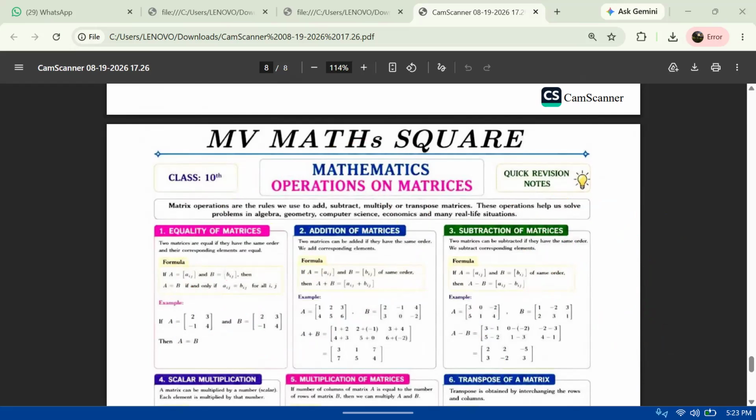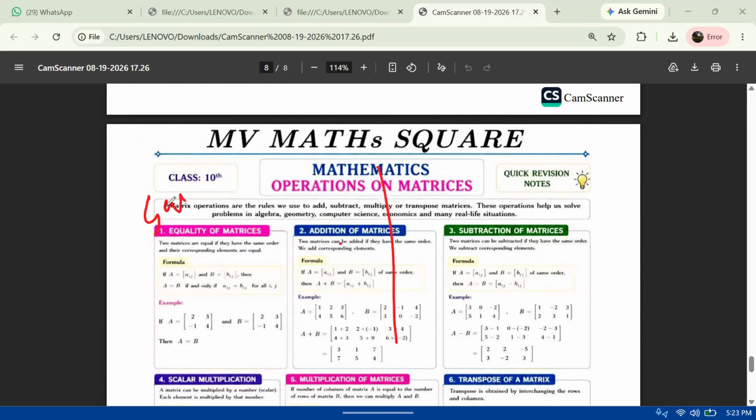Take this one. It contains this row R1, and this is the second row, which is R2, and it contains three columns: C1, C2, and this is C3. So the rows are 2 and columns are 3. So its order is 2 by 3. So it's not a square matrix. It's a rectangular matrix. What is the advantage of square matrix and rectangular matrix?